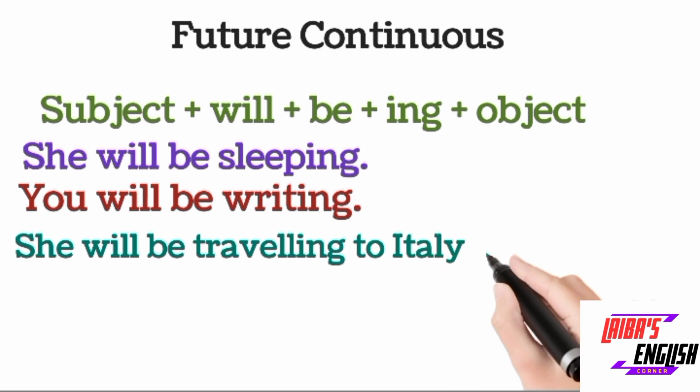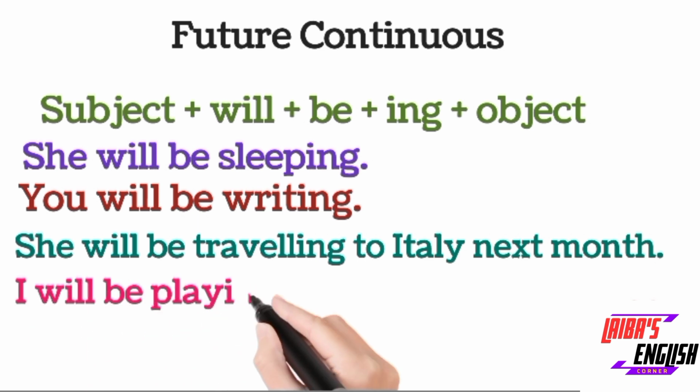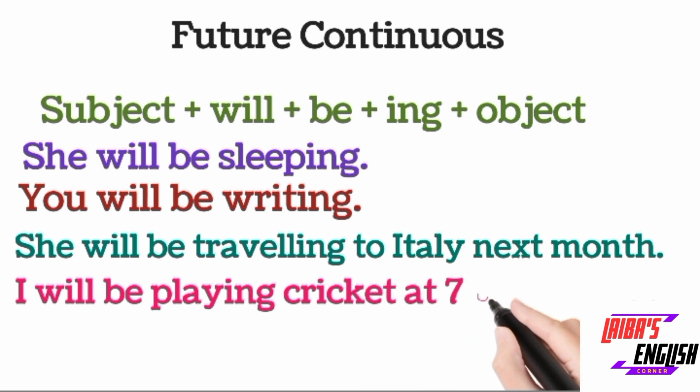Third example is, she will be traveling to Italy next month. So future continuous is very easy, you just have to put a subject, you have to put will, be plus first form ing and an object. Fourth example is, I will be playing cricket at 7 p.m.